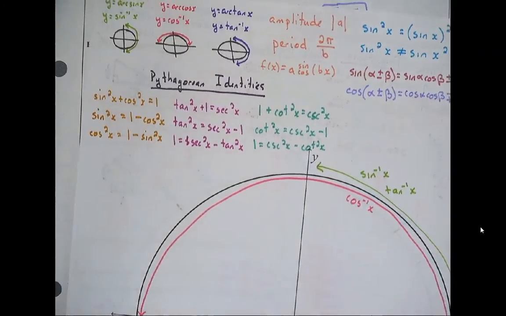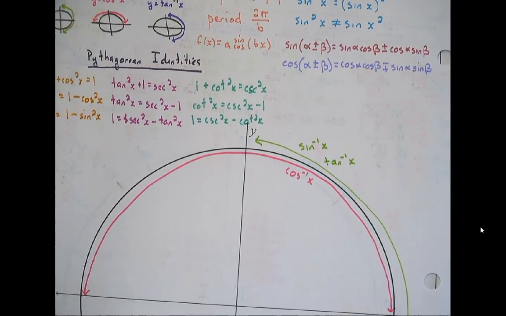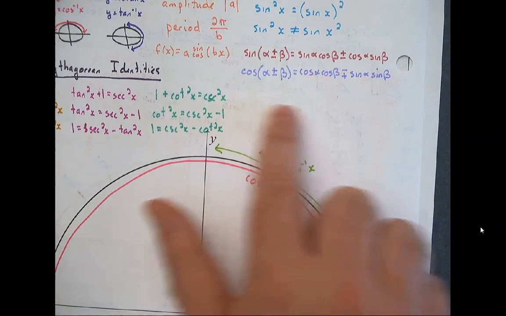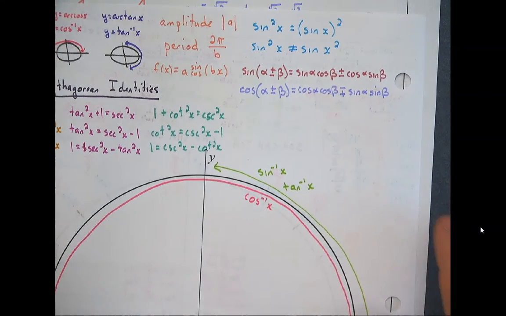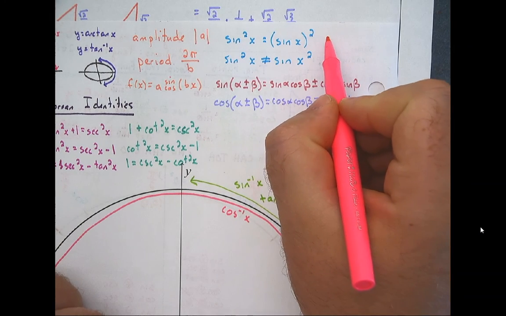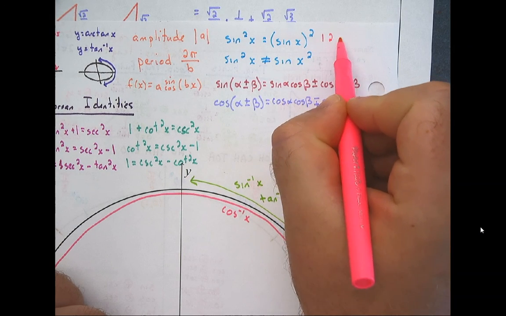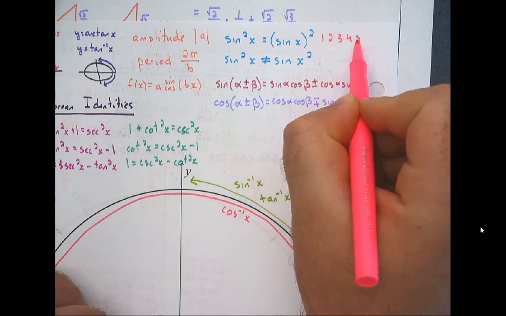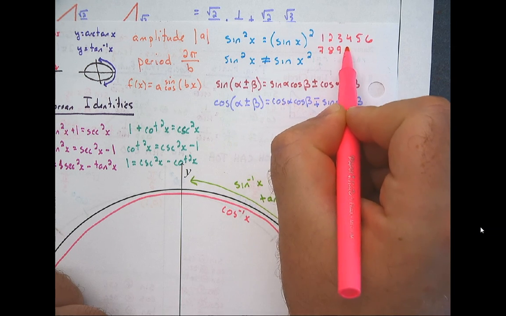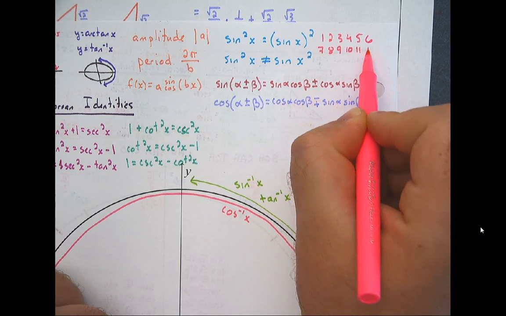So let's add this to our unit circle. Maybe we can put it, because I want to leave this space for the tangent formula, up here in this space here. All right, so let's write up all the numbers through 12: 1, 2, 3, 4, 5, 6, 7, 8, 9, 10, 11, and 12.